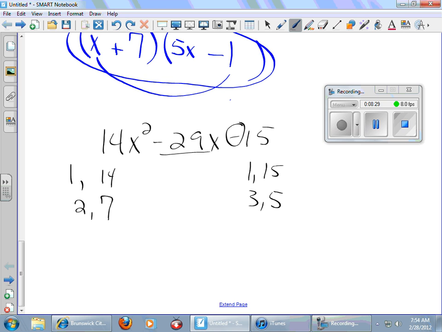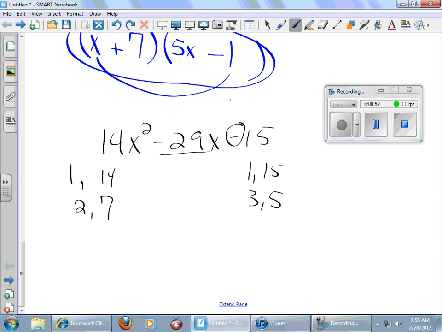Now, let's be logical. We don't have to go through every possibility. I mean, am I going to waste my time multiplying 14 times 15? No, that's going to be a humongously large number. 1 times 1 is only 1. There's no way I'm going to subtract 1 from this humongous number in the hundreds or 200s to get negative 29. So I'm not going to waste my time with that. I'm going to go more towards the middle.